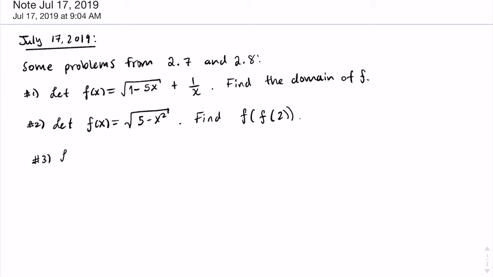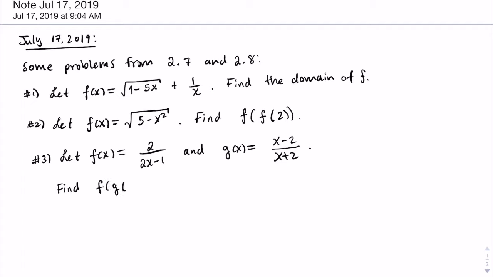Number three, let f of x be equal to, say, 2 over 2x minus 1 and g of x be equal to, say, x minus 2 over x plus 2, like this. Find f of g of 0.